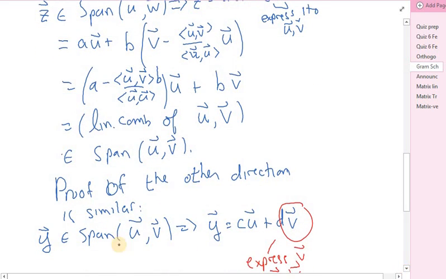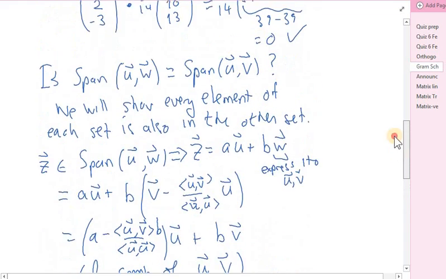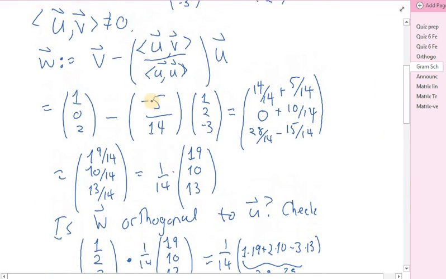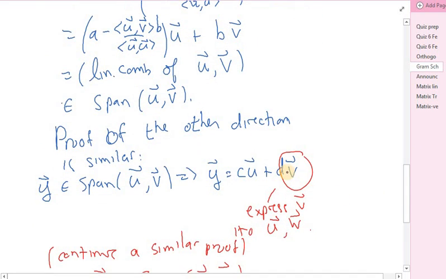The other direction is you start with something in the span of u and v, which means that you can write that vector, which I'm calling y, as a constant times u plus a constant times v. Now what you'll have to do is express v in terms of u and w, which you can do. Go to this expression which expresses w in terms of u and v, and solve for v. In fact, all you do is just exchange signs, the w and the v exchange signs, or you can pull this over to the other side. And then you go through the very same proof. You show that v is a linear combination of u and w, and that will make y also a linear combination of u and w.